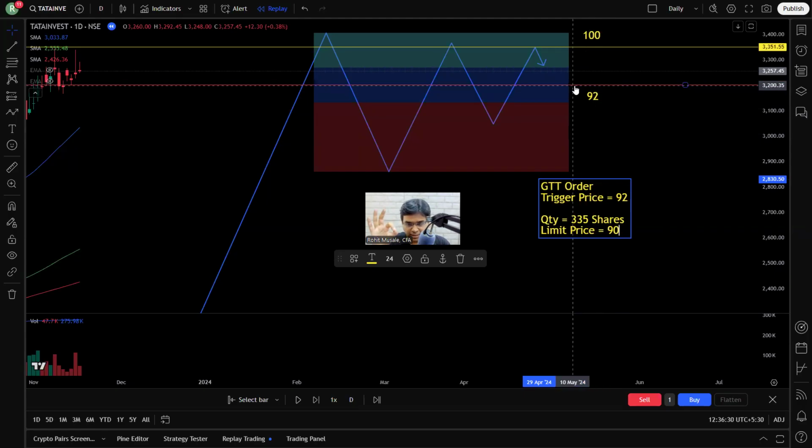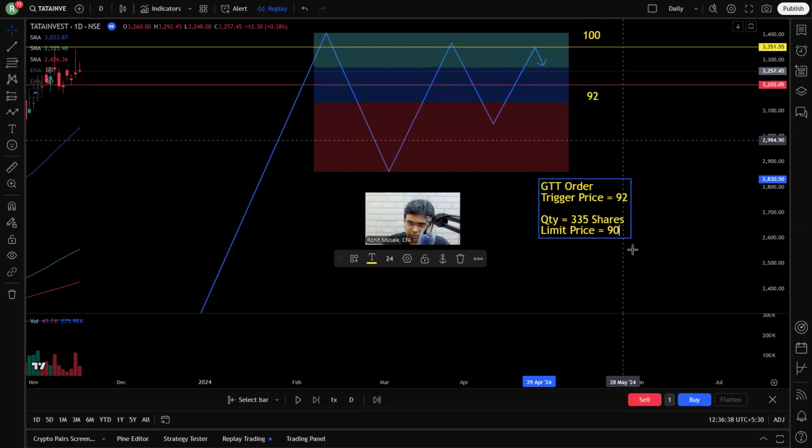See, when the price gets triggered, at that instant, let's say your order goes to the exchange. At that instant, what's the price? 92. What's your limit price? 90. Will this order get executed? Of course, it will, because you're telling the exchange that you are willing to sell the stock for 90 rupees or more. And the moment the order reaches the exchange, in most cases the price is going to be 92 or near about 92, maybe 91.95. But it will be very close to 92.